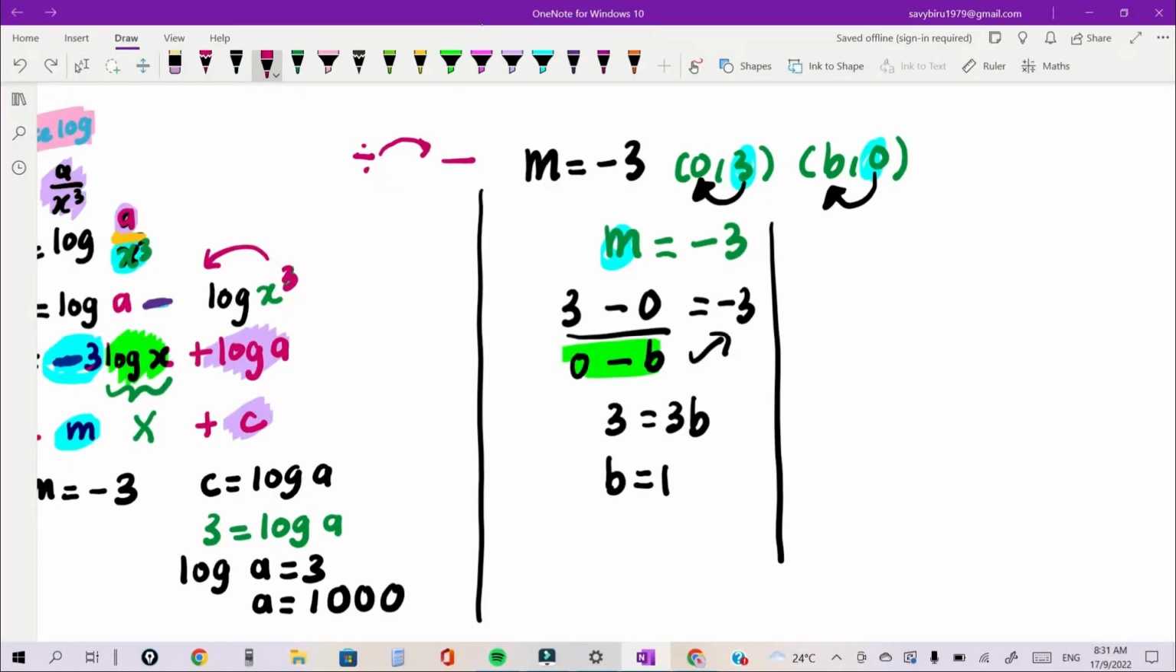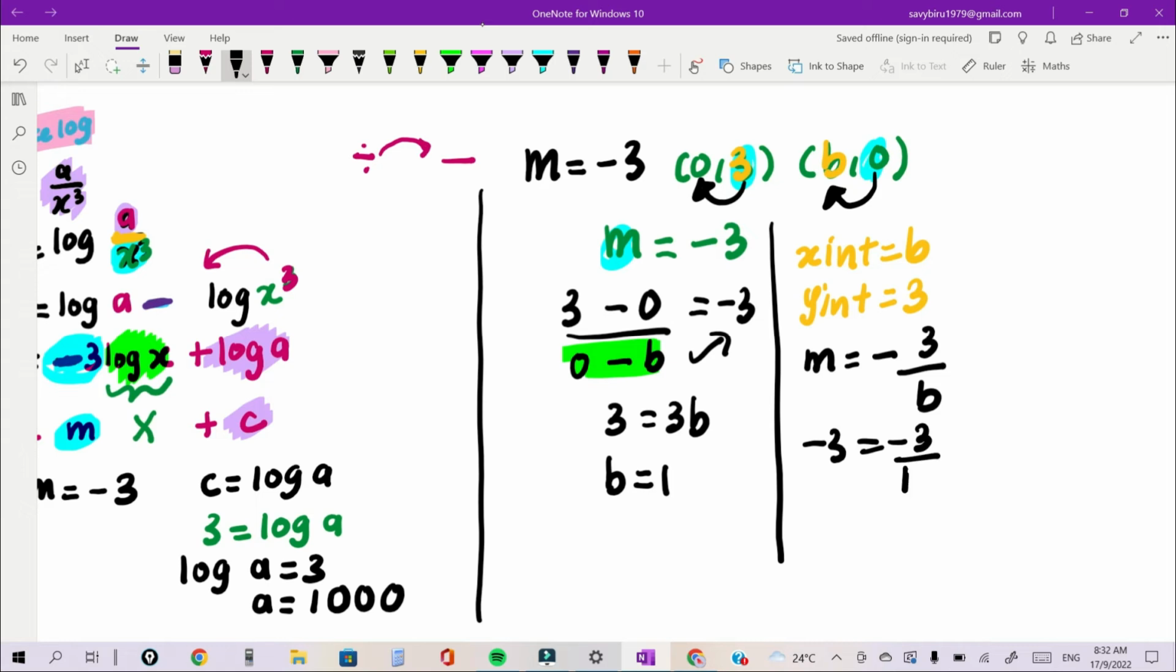Instead of using this formula, you can see that B is your x-intercept and 3 is your y-intercept. So you can also apply the formula of gradient, that is negative y-intercept over x-intercept. The gradient value just now is -3. From here, you modify it. After modifying it, B is still 1.